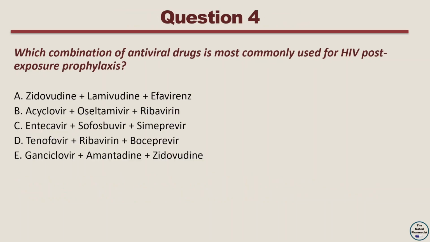Question 4. Which combination of antiviral drugs is most commonly used for HIV post-exposure prophylaxis? Option A, zidovudine plus lamivudine plus efavirenz. Option B, acyclovir plus oseltamivir plus ribavirin. Option C, entecavir plus sofosbuvir plus imipravir. Option D, tenofovir plus ribavirin plus boceprevir. Option E, ganciclovir plus amantadine plus zidovudine.